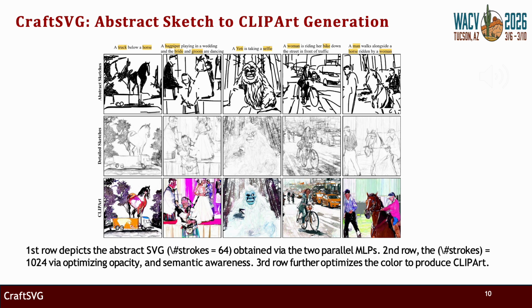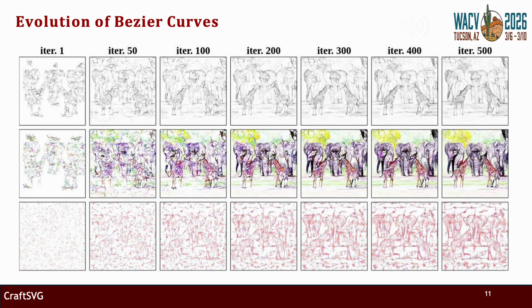The top row shows abstract SVGs generated with 64 strokes. By optimizing opacity and semantic awareness, we increase this to 1024 strokes for the detailed sketches and further optimize color to produce a final vibrant clip art in the bottom row. This slide visually demonstrates the evolution of Bezier curves during inference. You can see how the image refines from pure noise at iteration 1 all the way to a clean, highly detailed multi-object scene by iteration 500.